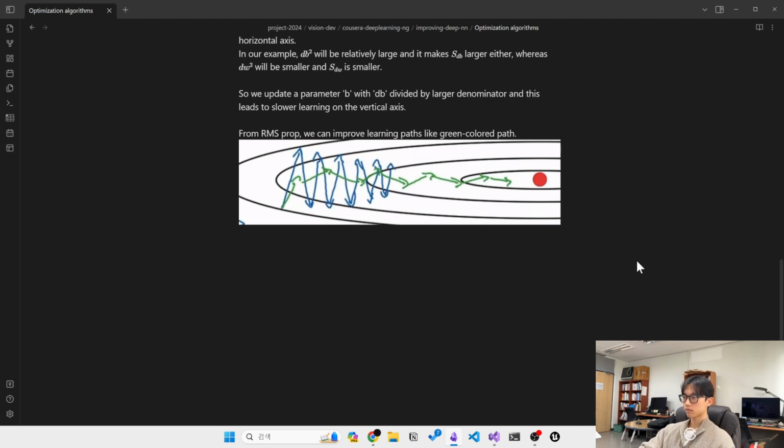But the intuition is that in dimensions where you're getting these oscillations, you end up computing a larger sum or weighted average for these squares of derivatives, and so you end up damping out the directions in which there are these oscillations. So that's RMSprop, and it stands for root mean squared prop, because here you're squaring the derivatives and then you take the square root here at the end.